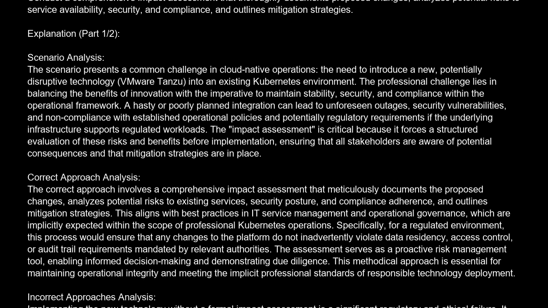inadvertently violate data residency, access control, or audit trail requirements mandated by relevant authorities. The assessment serves as a proactive risk management tool, enabling informed decision-making and demonstrating due diligence. This methodical approach is essential for maintaining operational integrity and meeting the implicit professional standards of responsible technology deployment.